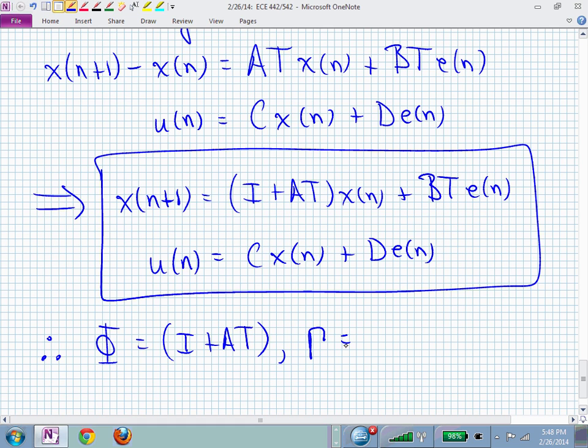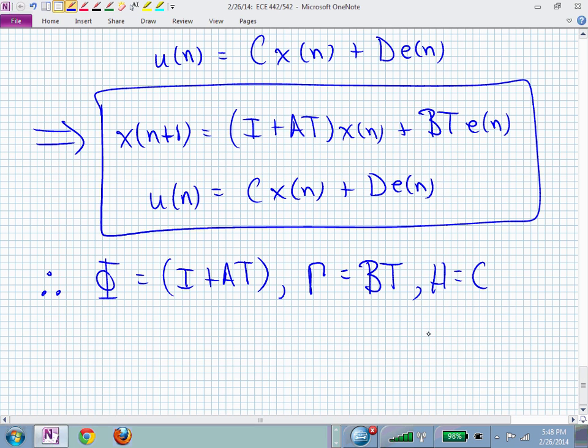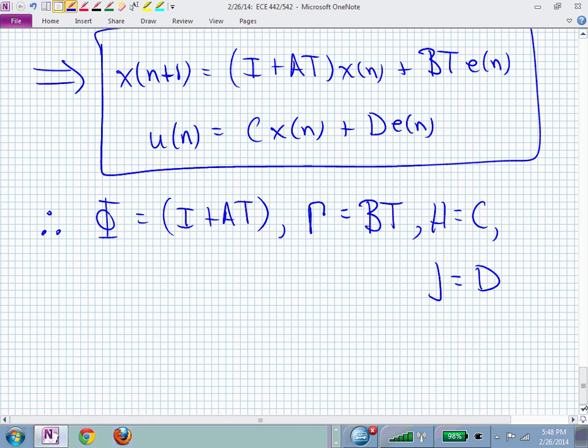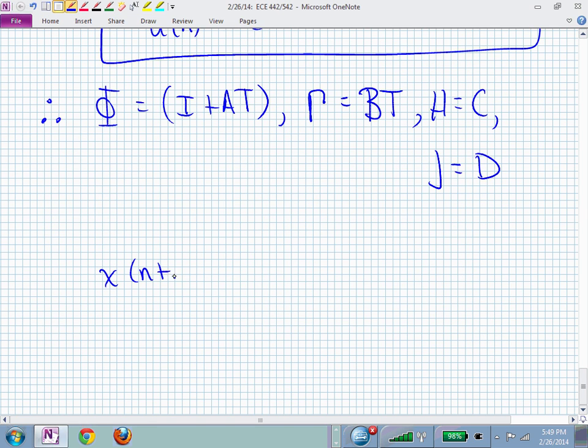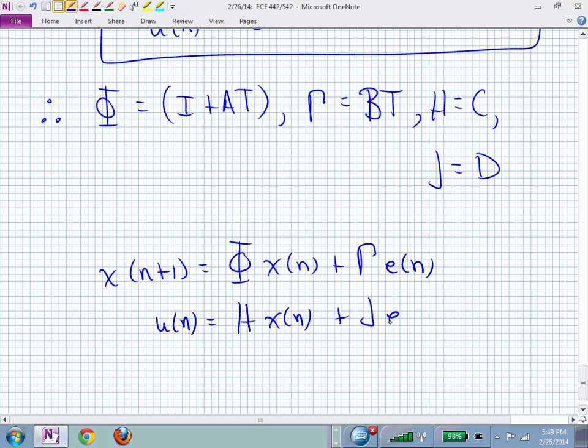What's our input matrix gamma for the discrete time system? We just look and see what's scaling the input vector, and that's just B T. The output matrix is simply C, and the direct feed-through matrix, which we were calling J in the discrete time system, is D. And so now we could write that as, oh, now I know that x of n plus 1 is this phi x of n plus gamma, whoops, this is e of n, u of n is equal to now H x of n plus J e of n.